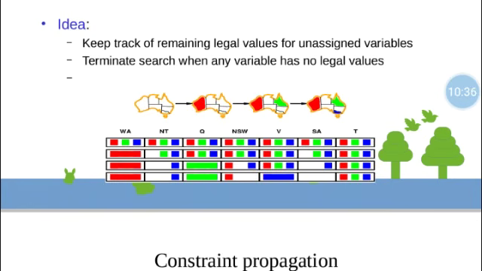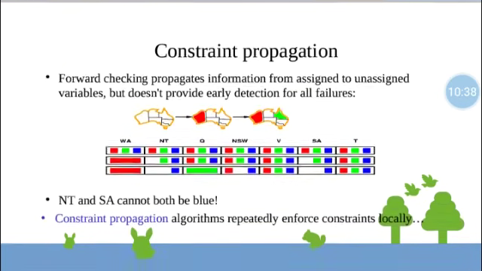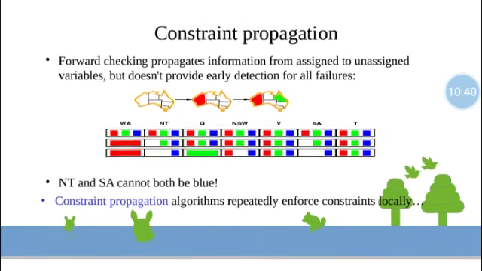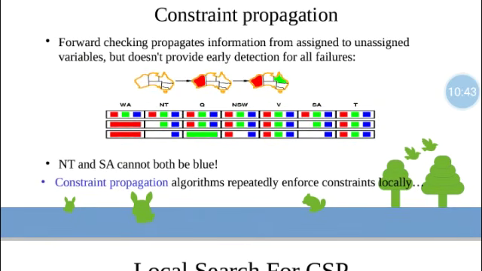So at this moment we have to backtrack, right? So where the conflict has occurred, we will backtrack at the third stage. So Northern Territory and South Australia cannot both be blue. Constraint propagation algorithm repeatedly enforces constraints locally. So this is how the backtracking algorithm works, and this is how we are going to use forward checking.